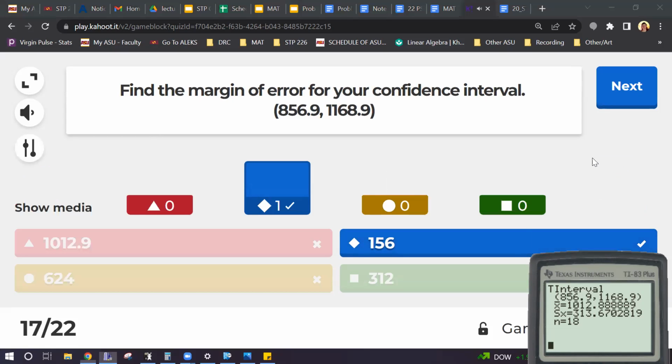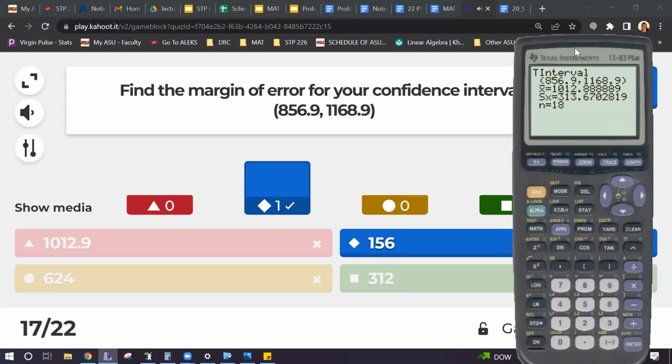All right. So looking at this interval here, if I want the margin of error, it's half of the distance between the top and the bottom, right? Because if we make that bar with a point estimate in the middle, our error is the distance from the point estimate to the top or to the bottom. So if I've got 1168.9 as my top minus the bottom, 856.9, that's two margins of error.